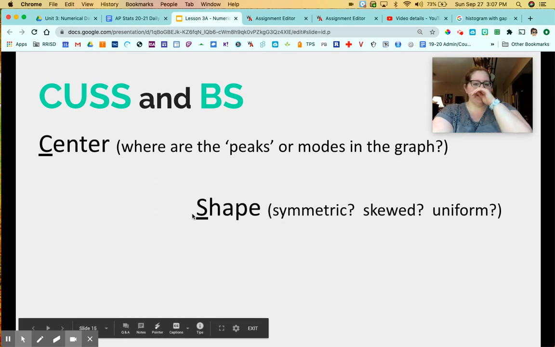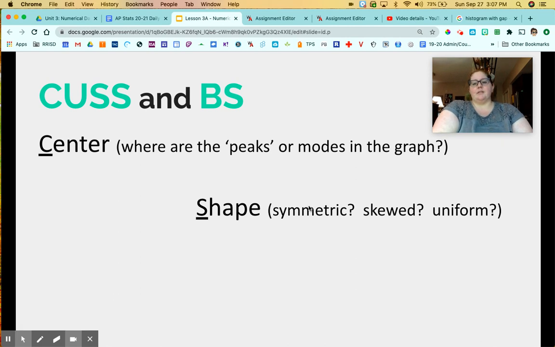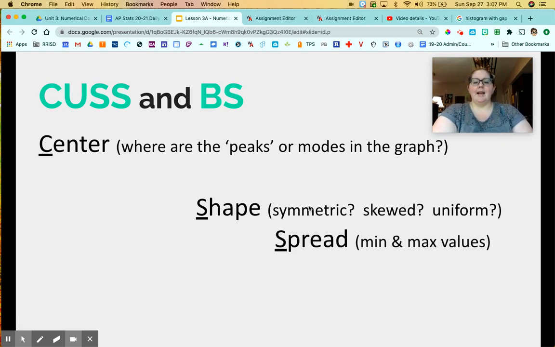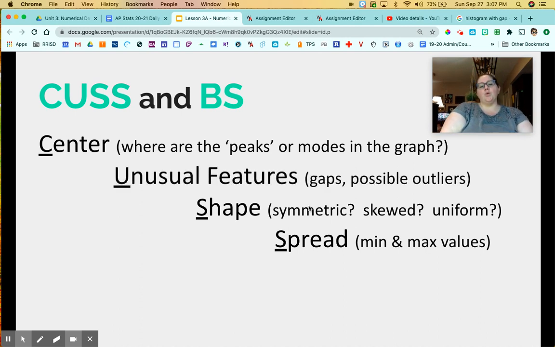The first S is shape, which means is the graph symmetric? Is it skewed? Is it uniform? We'll talk about what all these words mean in a sec. The second S stands for spread, meaning basically how spread out is the data, what's the min, what's the max, what's the range. And then the U, going back to that, stands for unusual features. Are there gaps? Are there outliers?